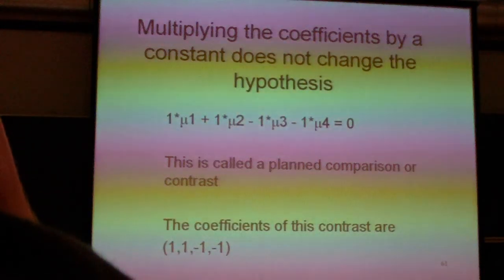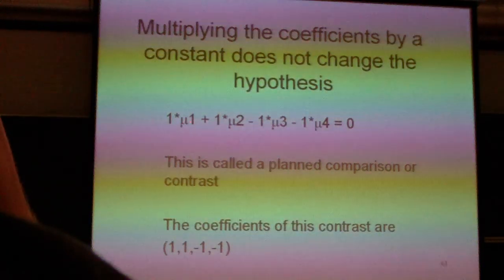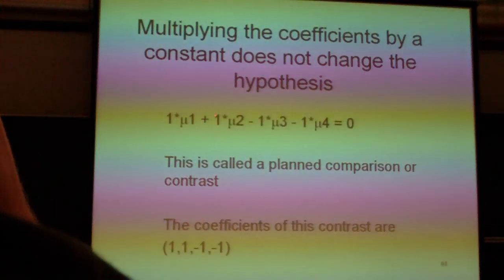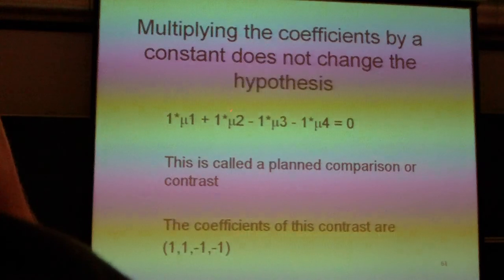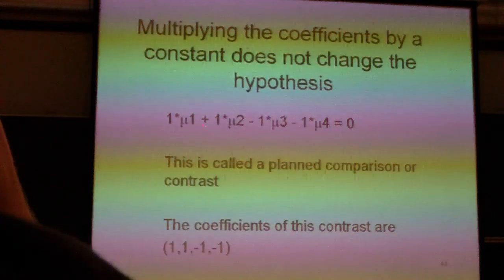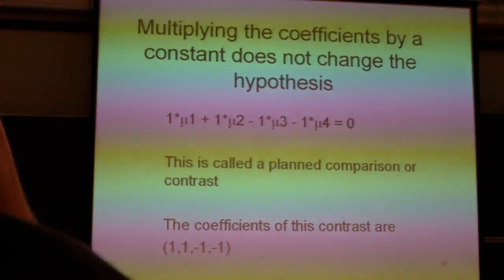So here we have what is known as a contrast. In a contrast, you have coefficients applied to all the various population means, and these coefficients should sum to 0. In this case, you can see that they do: 1 plus 1, minus 1, minus 1. They sum to 0.